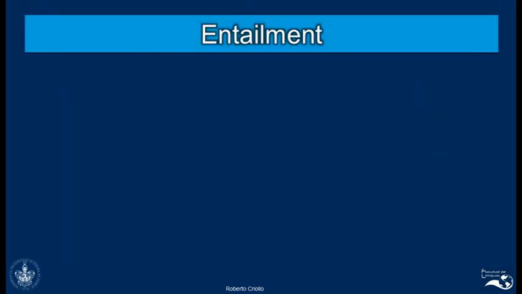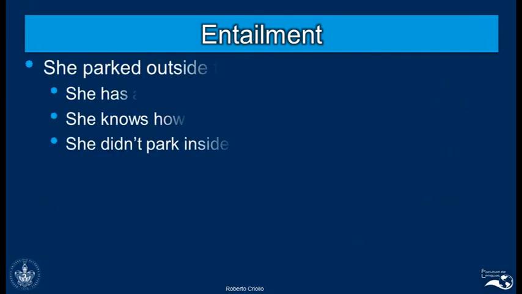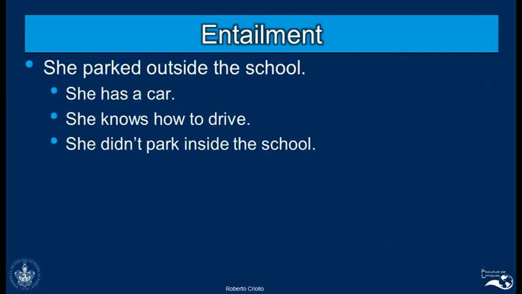We will now discuss the relationship of oppositeness, but before that we need to introduce a very important semantic concept called entailment. Let's look at this sentence here. She parked outside the school. If we read this sentence, there are three important things that we can infer from the information that is given.